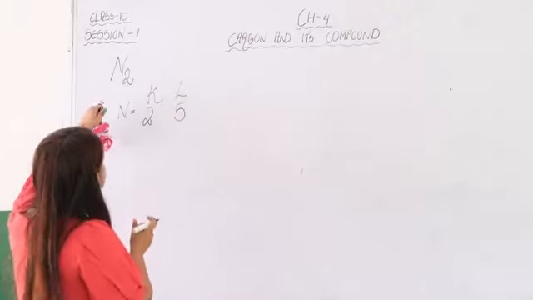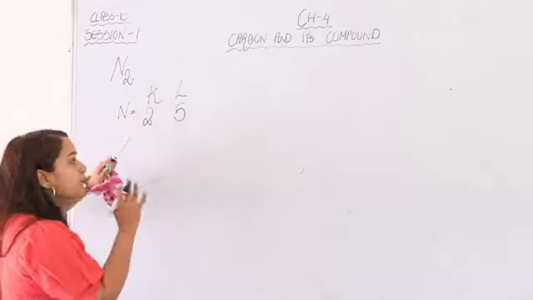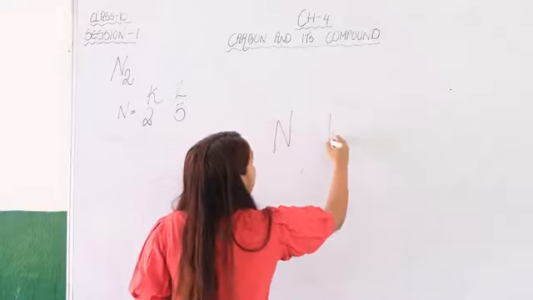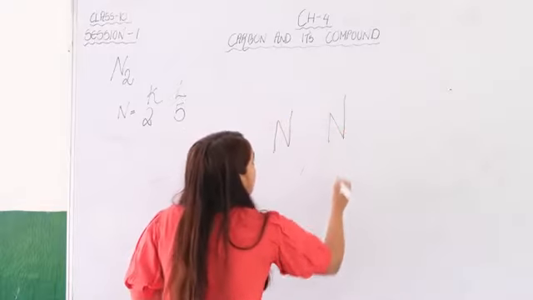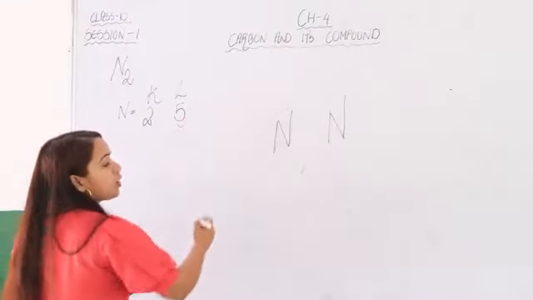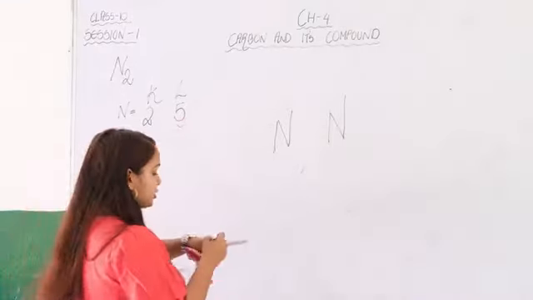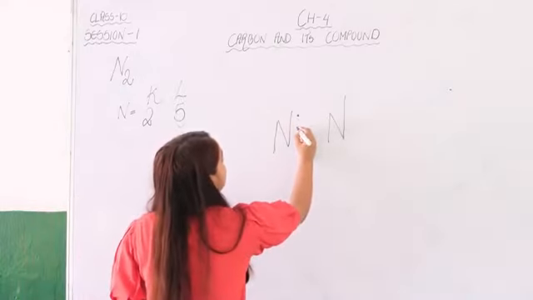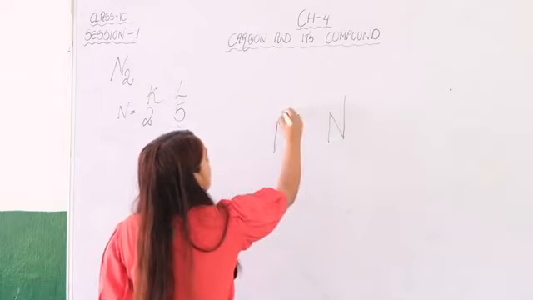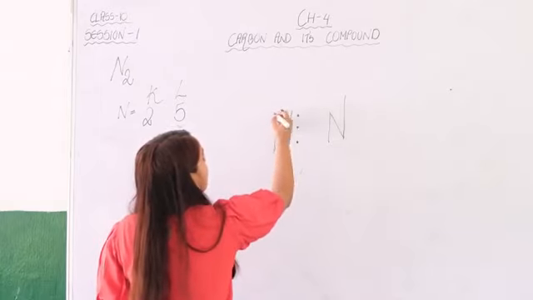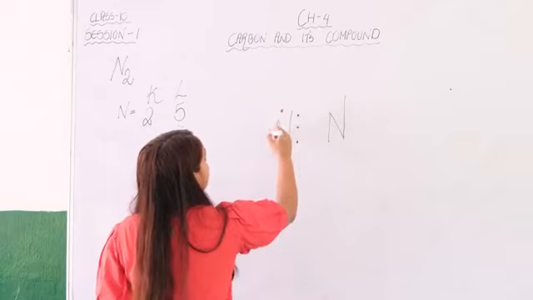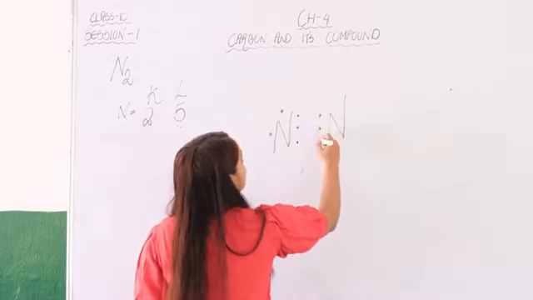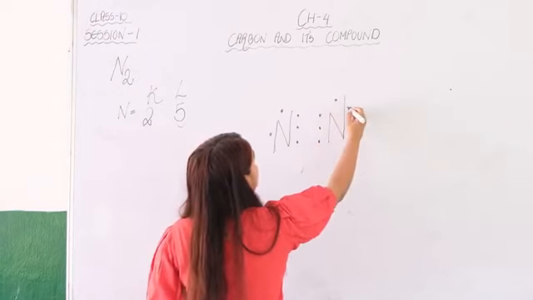Now let us see how these two nitrogen atoms will form a bond. One nitrogen and the other nitrogen atom. And as I said, only the last shell electrons will participate in bond formation. So here, 5 electrons: 1, 2, 3, 4, and 5. You can place them as you want. Same here for this nitrogen: 1, 2, 3, 4 and 5.